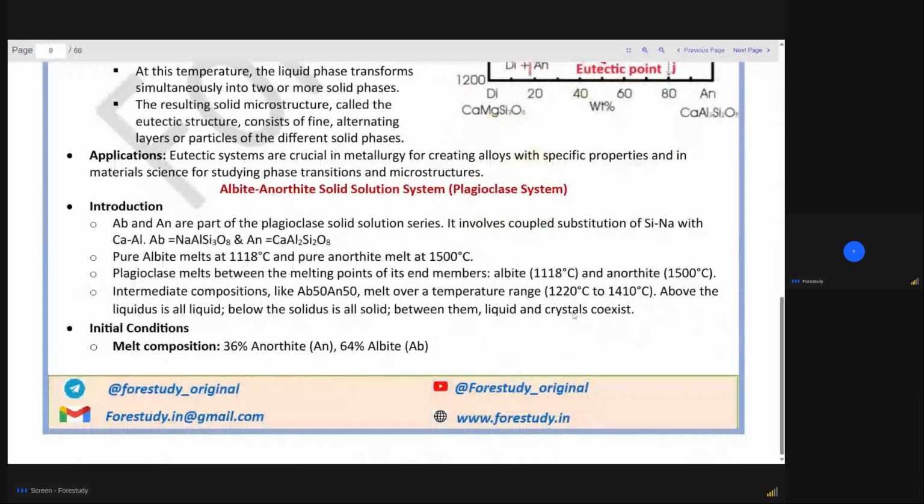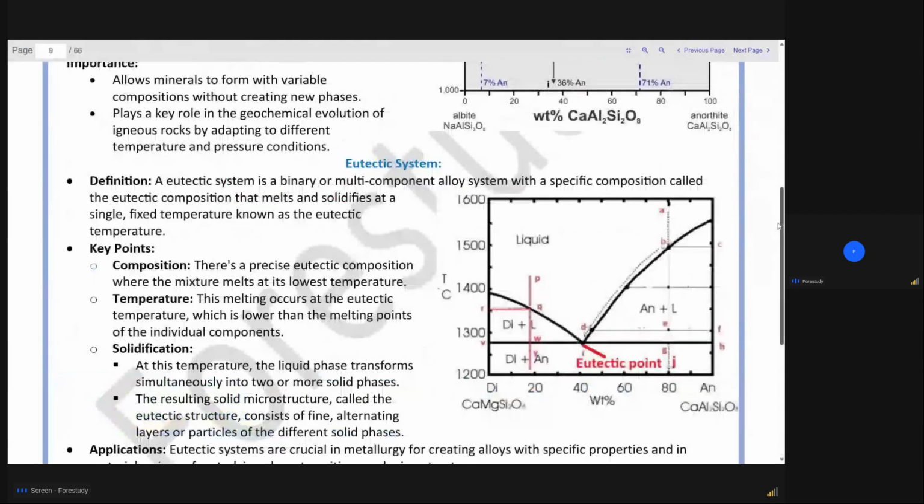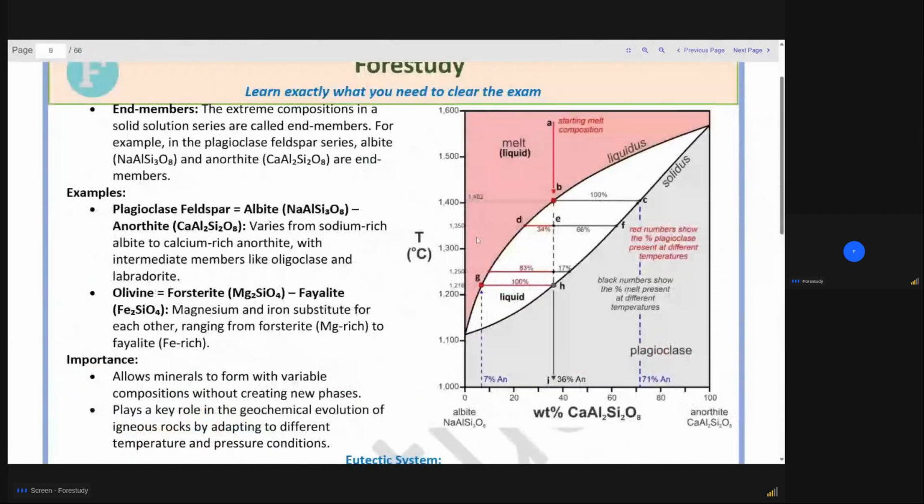Above the liquidus is all liquid. We know that above the liquidus is all liquid. Below the solidus is all solid. Between them, liquid plus crystal coexist. So above the liquidus curve, all things are melt.